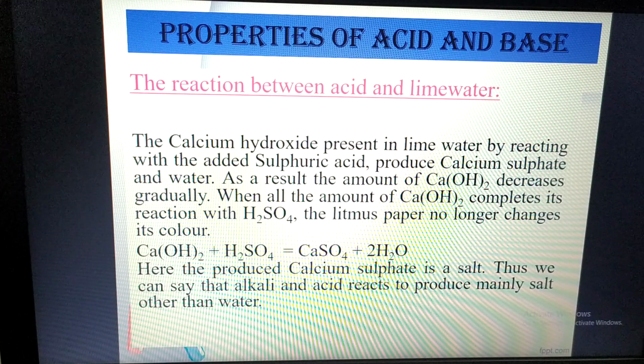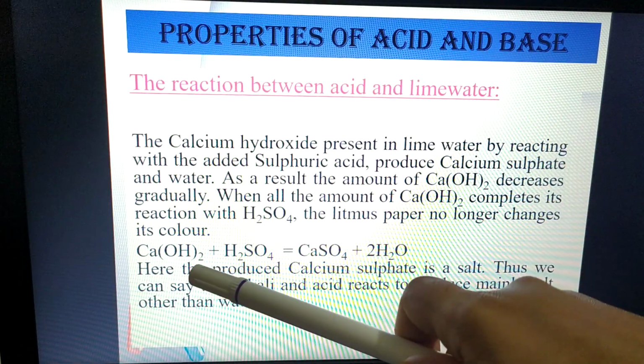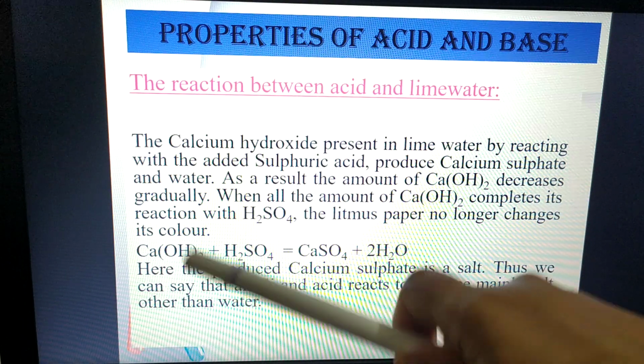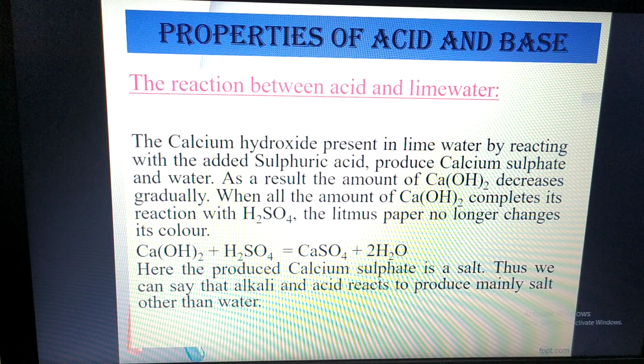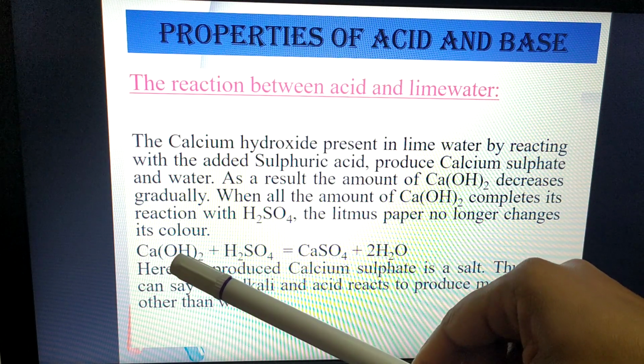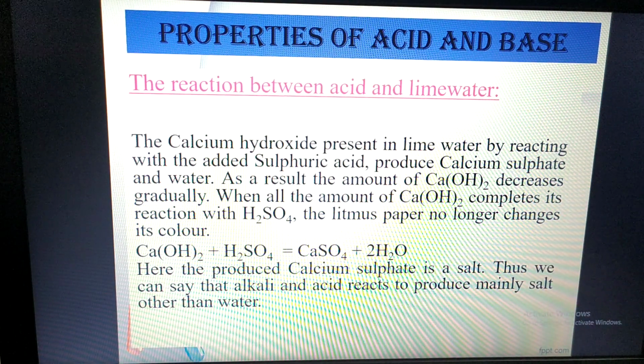Then the reaction between acid and lime water. Lime water, you know what is lime water? Lime water is a base. So this is also very easy for you all, and you can also call this the acid and base reaction.